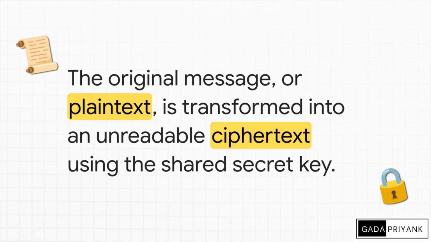Okay, step 2, encryption. This is where the real magic happens. You take your normal, readable message, we call that plain text, and you feed it into an algorithm along with that secret key. What comes out the other side is a completely jumbled, unreadable mess called ciphertext. Honestly, without the key, it's just random digital gibberish.